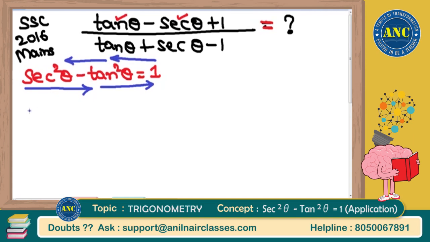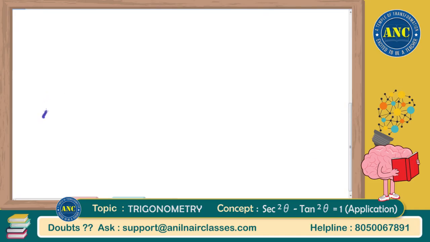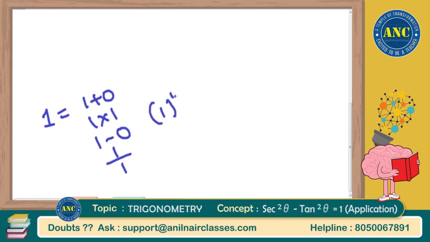That means what I am saying, 1 is also equal to secant square theta minus tan square theta. Usually we will not visualize in this way. If I give you a number 1, suppose I am a person taking an interview and I ask you how all you can express this 1, you might tell 2 to 3 types. 1 is 1 plus 0, 1 is 1 plus 1 into 1, 1 is 1 minus 0, 1 is 1 by 1, or 1 is 1 power 1, something like that. You can do so many things.